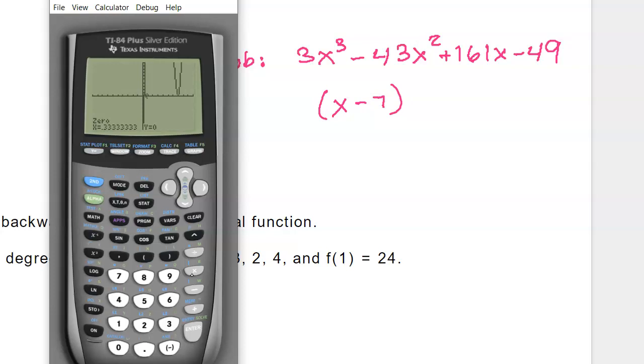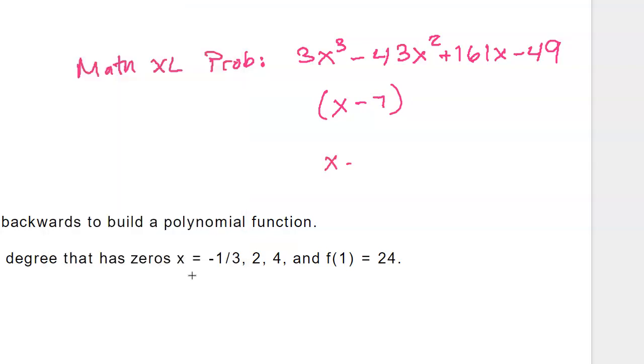1/3. Yes. So my zeros here are 7, comma, 1/3. Oh, I should do 1/3, comma 7. Go in order. How would I write that as a factor? Would I put x minus 1/3?